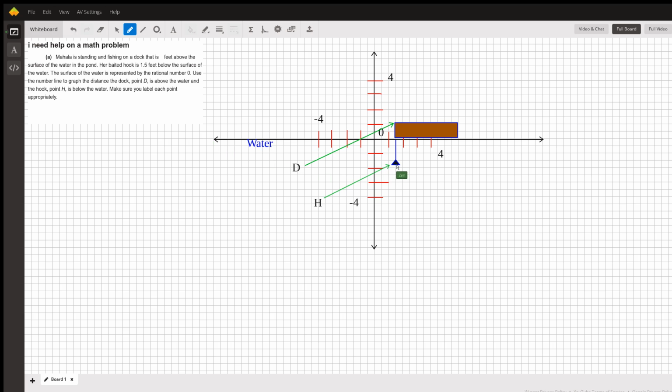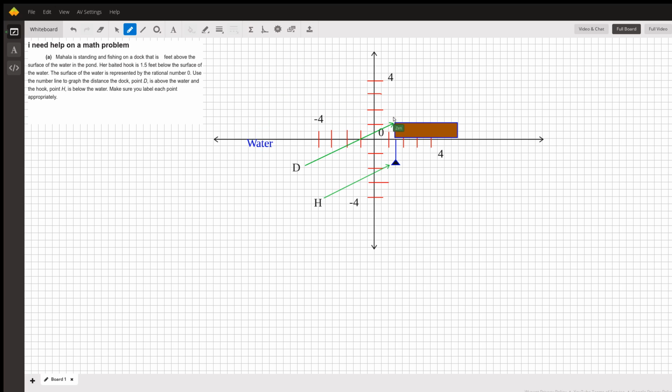And then the hook point H is below the water. Make sure you label each point. So we have the hook H below the water, and then we got the D, the dot is above the water. That's it. That's all you're doing is graphing to set up any sort of problem that you're going to approach. You've got it graphed out here.